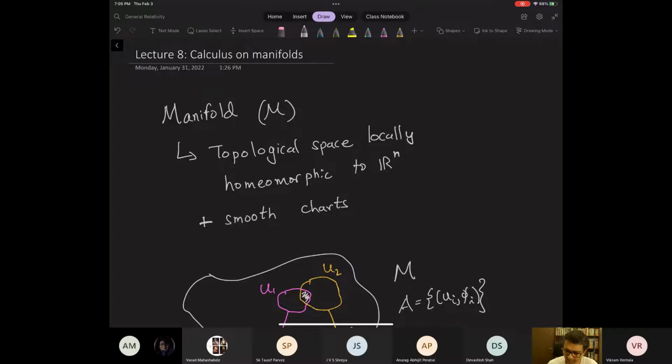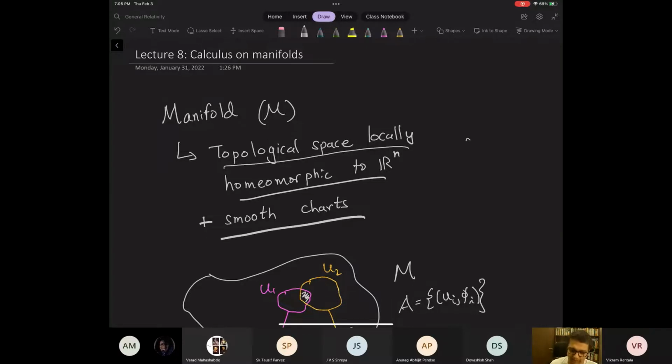Okay, so today, now that we have this concept of a manifold, and a manifold is more than just a topological space. It's a topological space which is locally homeomorphic to Rn, which means that you can cover this topological space with open sets which are locally homeomorphic to open sets in Rn.